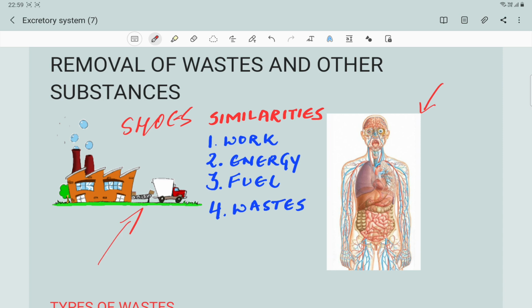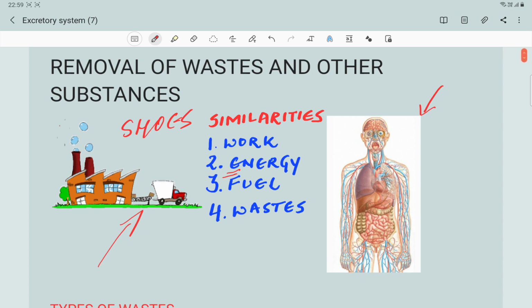Now, in order to perform work in a factory, we require energy. To run machines, energy is needed. Likewise, even our body needs energy. Now, the third point is that in order to get energy to do work in a factory, fuels are used. Fuels such as petrol, diesel, kerosene, or even electricity. In case of the human body, the fuel is not petrol, diesel, coal, or electricity. Rather, the fuel that gives us energy is food.